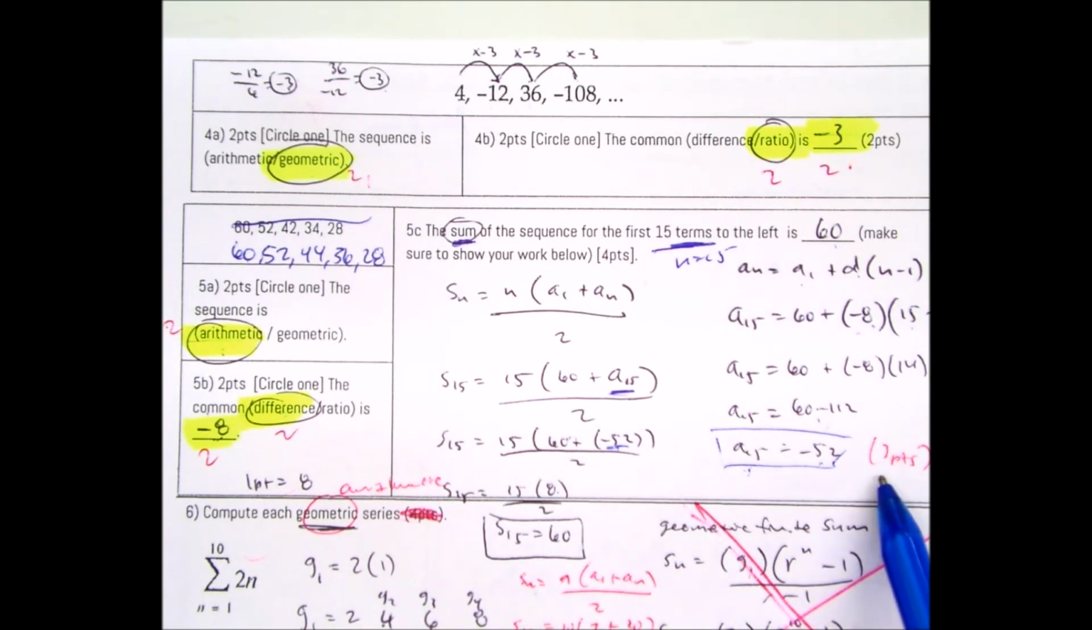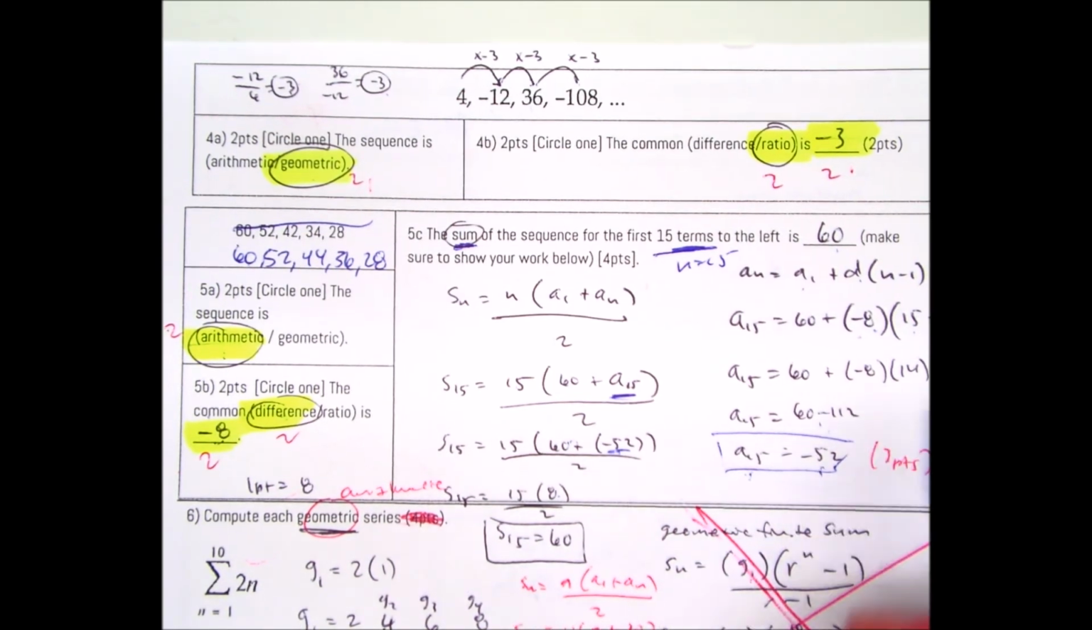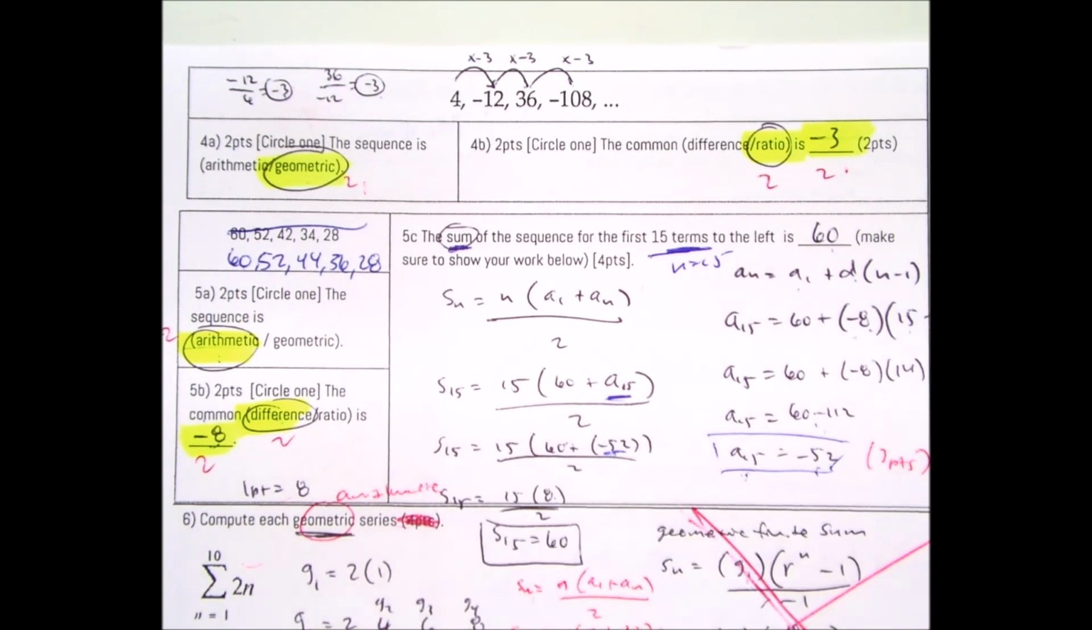So again, you got 3 points if you just got -52. Remember, guys, you guys need to show me your work. Write down the formula first, then substitute, then simplify.